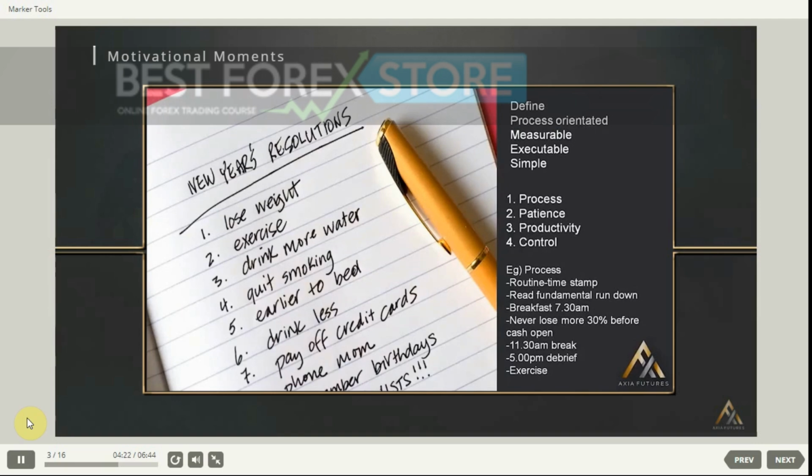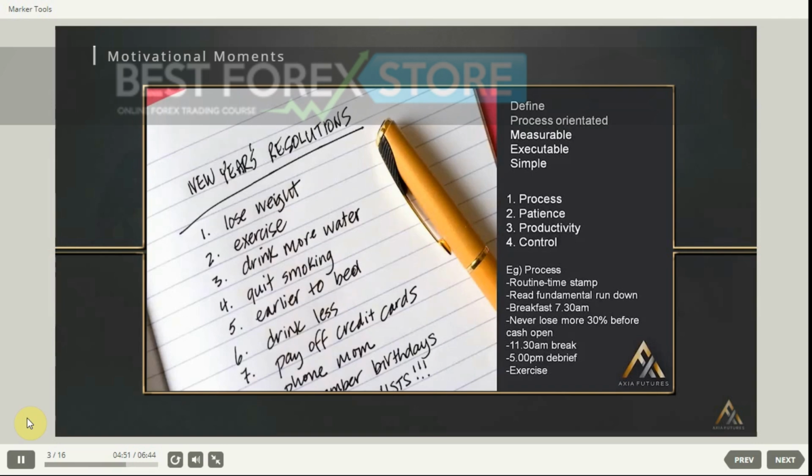So the first one, I'm just going to go through process with you. Now, when I write down process, what do I actually mean? Well, the first thing is that I have a routine. Every single day, I arrive at the office at the exact same time. It's 6:32 a.m. There's no surprise, there's no secrets. That's the time I get there. So I know straight away, by the end of the day, at 5 o'clock when I do my debrief, I can say, did I arrive according to my routine? And if I did, I give it a tick.